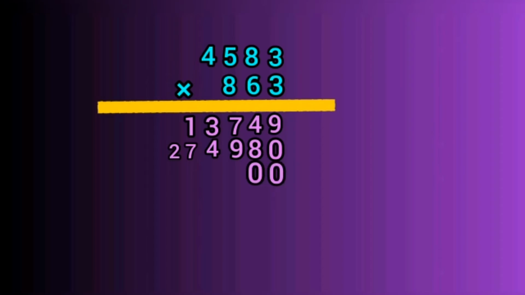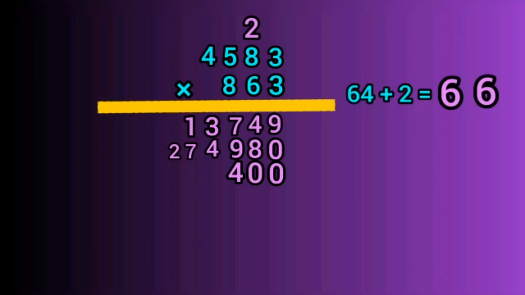Keep 2 zeros since the previous one has 1 0. Every time we get new groups, we need to keep adding zeros in order to get the answer. 8 into 3 is equal to 24. Keep 4 and 2 on the top of 8. 8 into 8 is equal to 64. 64 plus 2 is equal to 66. Keep 6 in the answer and the left side 6 on the top of 5.